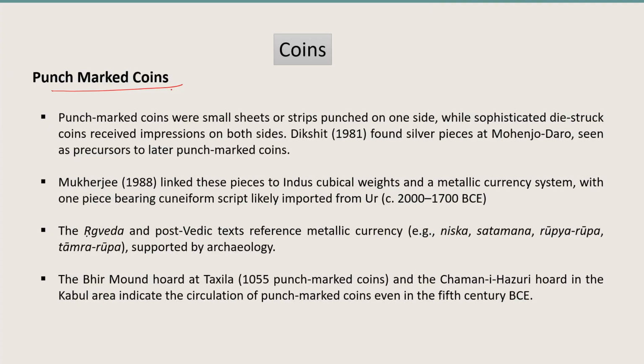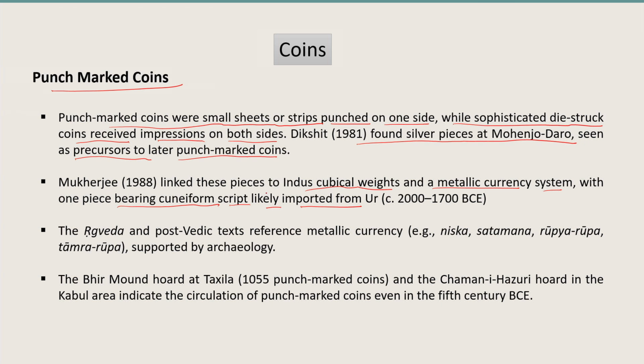Punch marked coins were small sheets or strips punched on one side, while sophisticated die struck coins received impressions on both sides. Dikshit found a silver piece at Mohenjo-daro seen as a precursor to later punch marked coins. Mukherjee linked these pieces to Indus cubical weights and a metallic currency system, with one piece bearing uniform script likely imported from Ur.